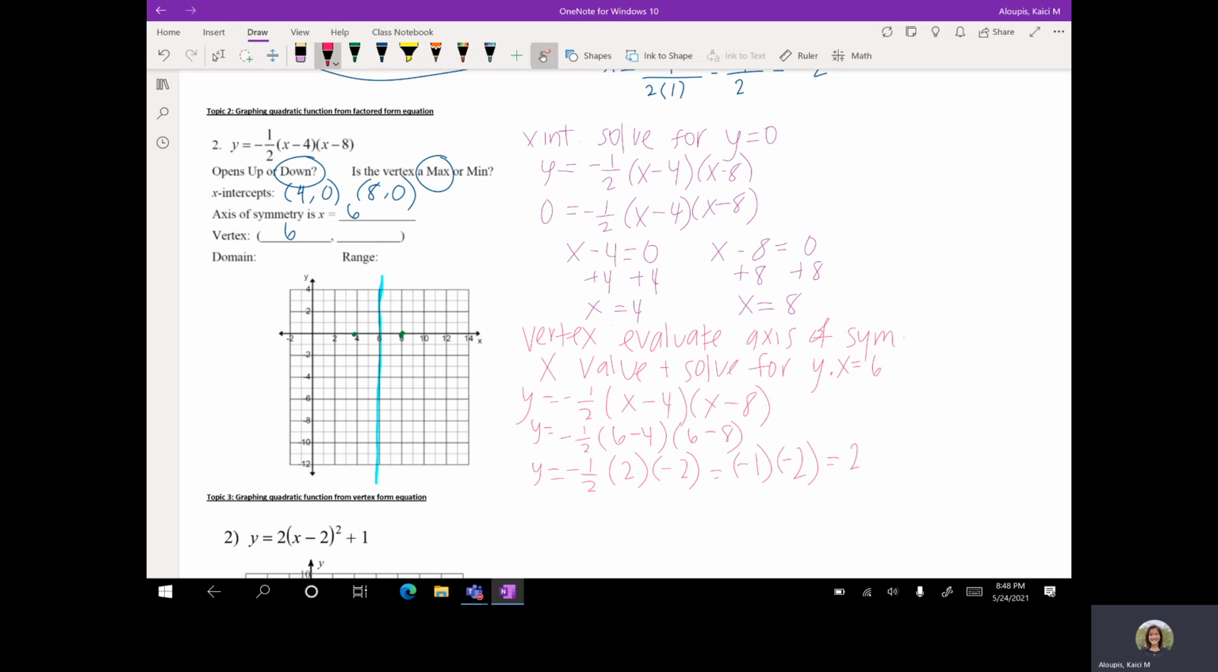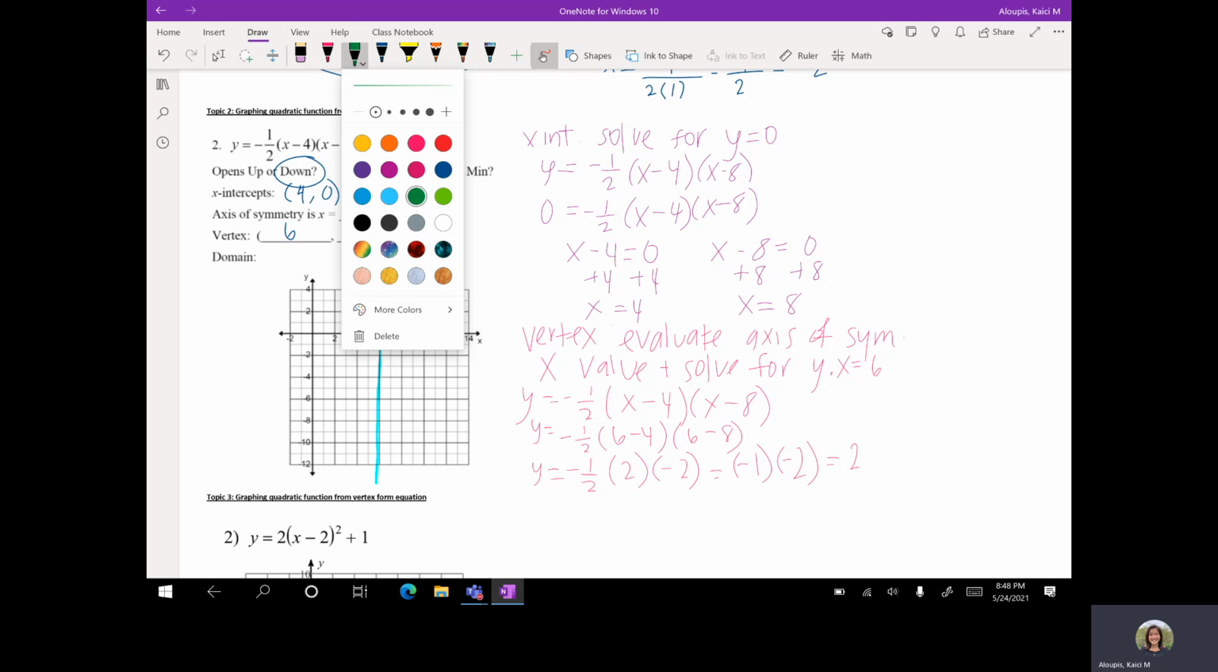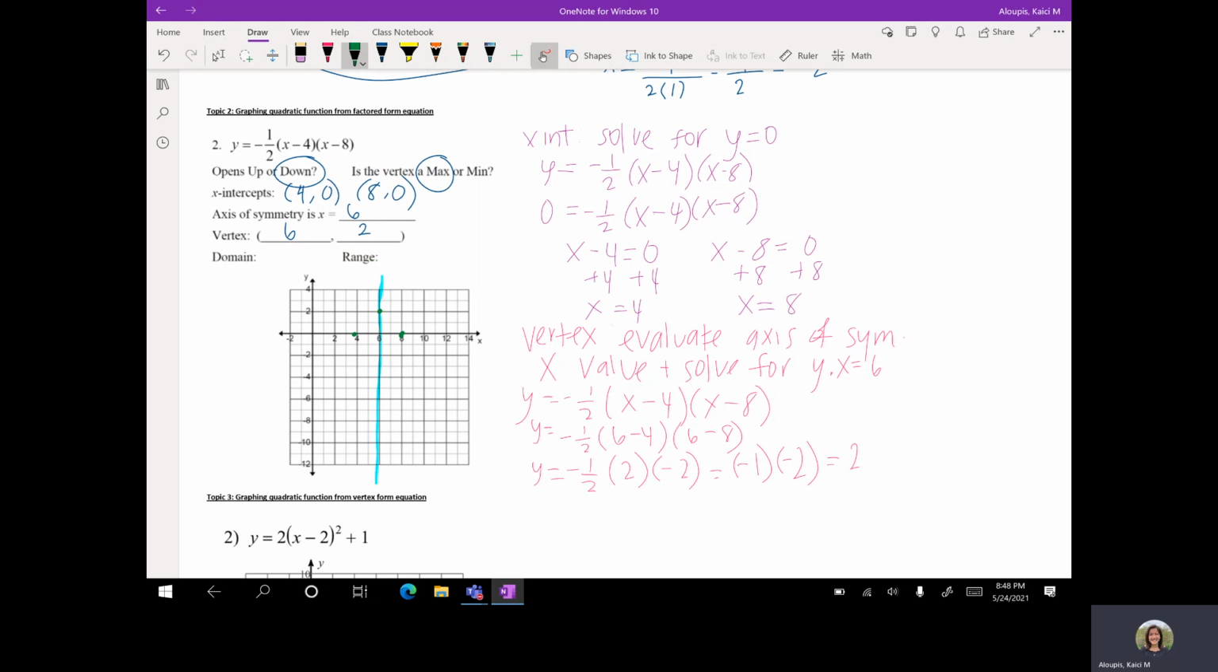Our vertex is at 6, 2. Remember, we knew it was going to lie on the axis of symmetry. That's why I plugged in 6 for the x value. So 6, 2 is right there. And the last bit is just to connect our points.